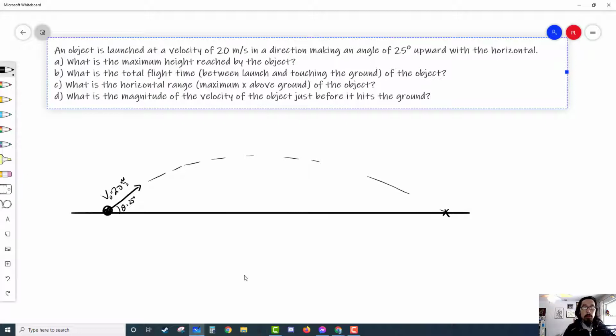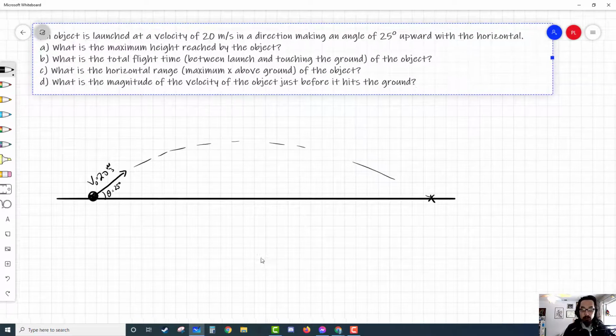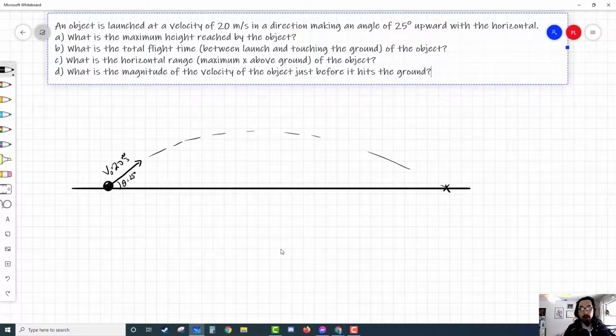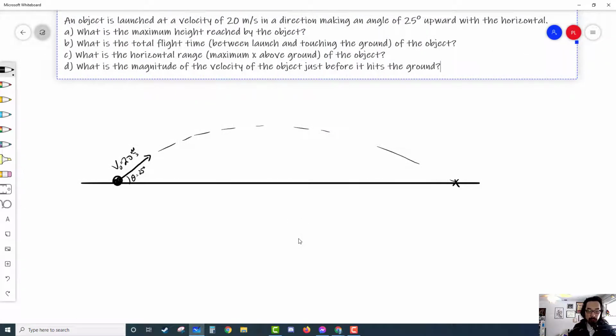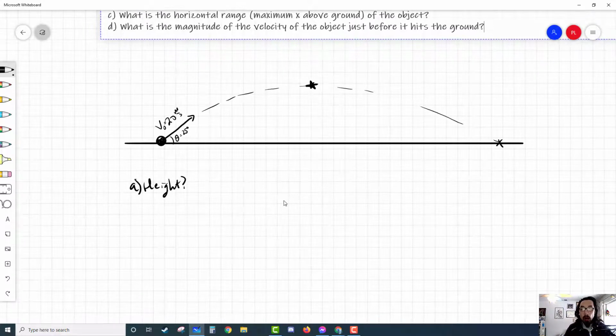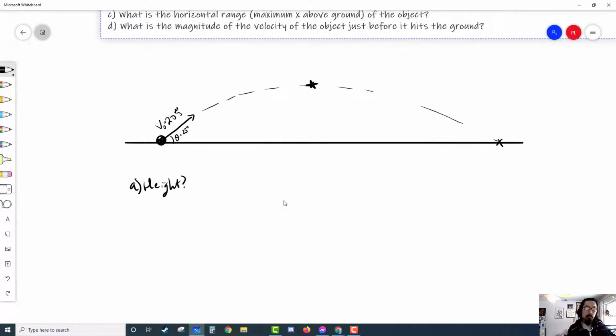All right, it says, what is the maximum height reached by the object? Okay, so if I'm solving for maximum height, let's write that down here, height. So I'm looking at this part right there, the peak. Now this is what I know. Height, if you remember from the other video, is a y variable. So we need to be solving the problem using our y variables and our y variables only.